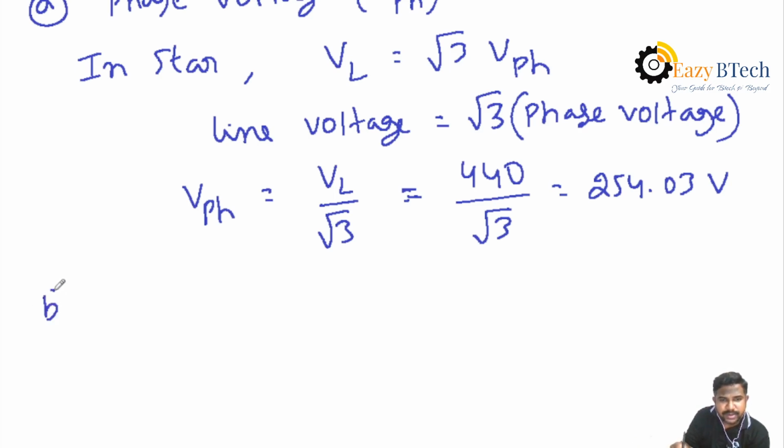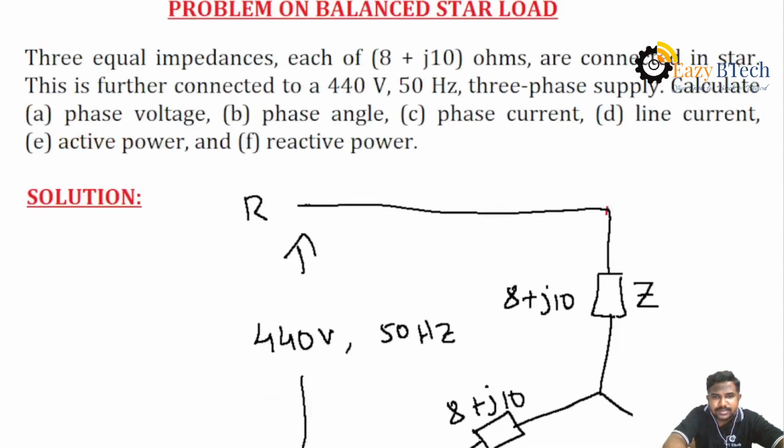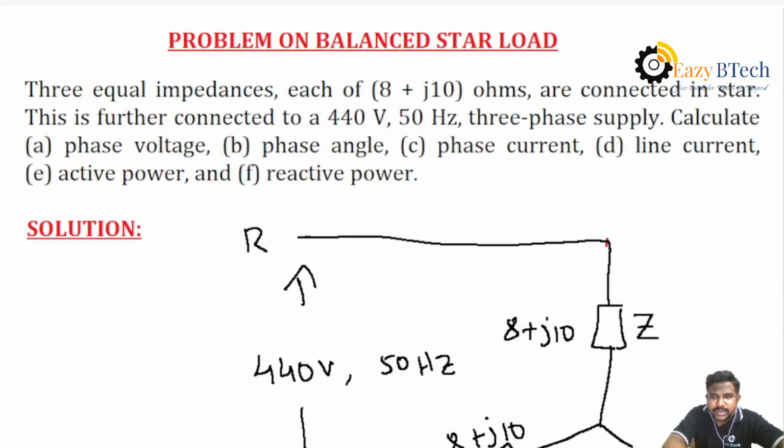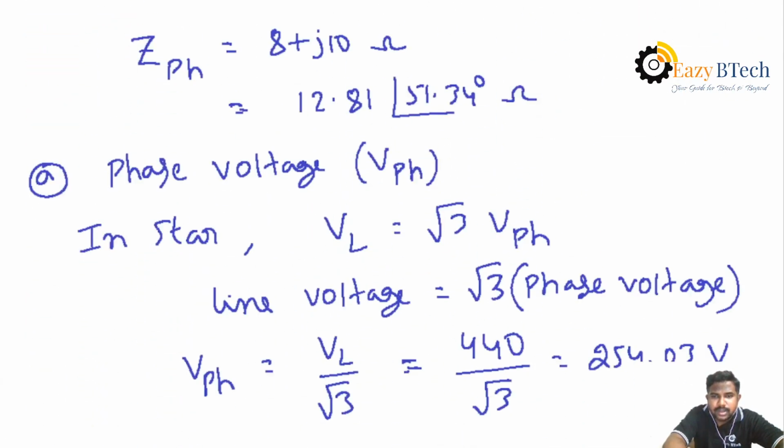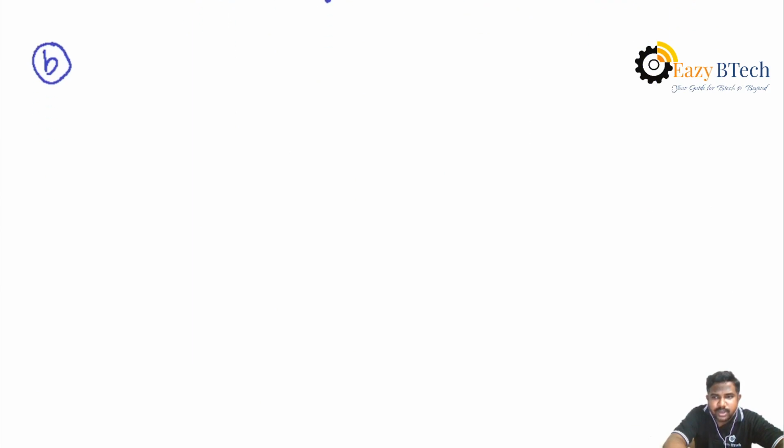Then what about the second part in this problem? The value of the second part is the phase angle. Remember, the phase angle of the system you can find out from the impedance value in polar form.